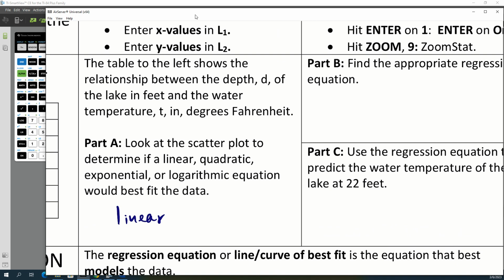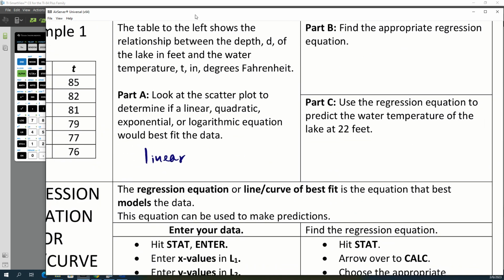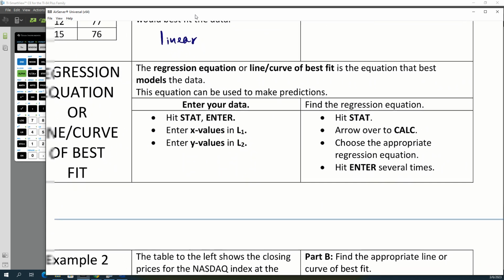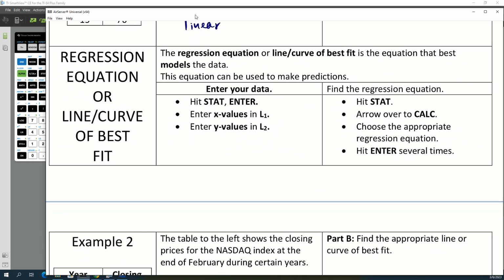All right. And then part B says to find the appropriate regression equation. So let's talk about what a regression equation is first. A regression equation, or a line of best fit, is the equation that best models the data. And then this equation can be used to make predictions. So to do part B, our directions are down here for regression equations.